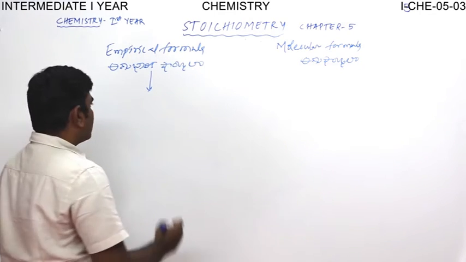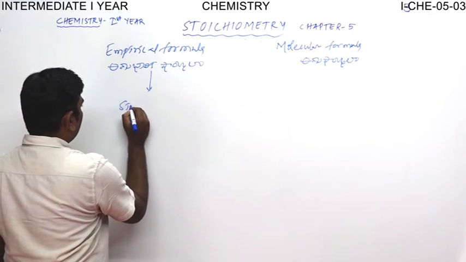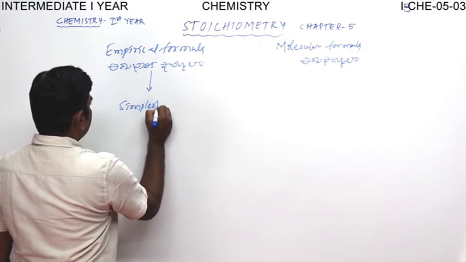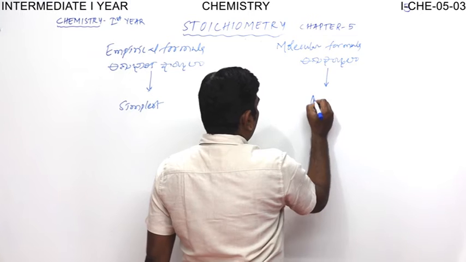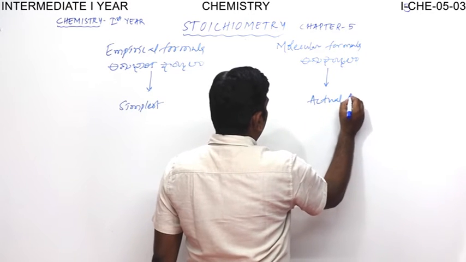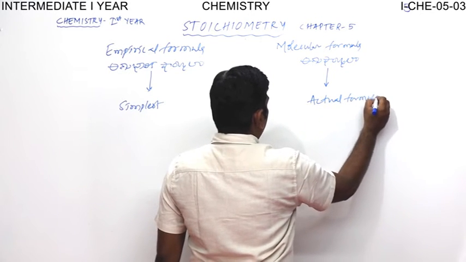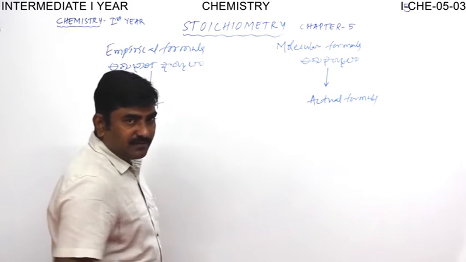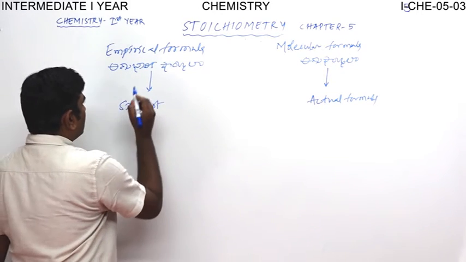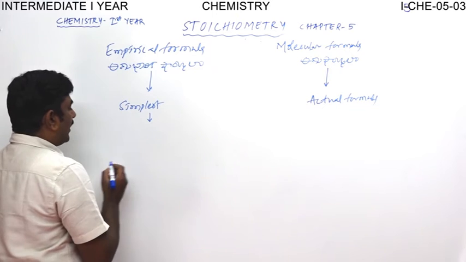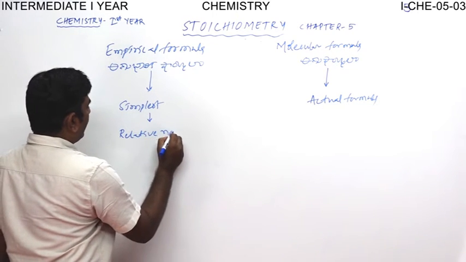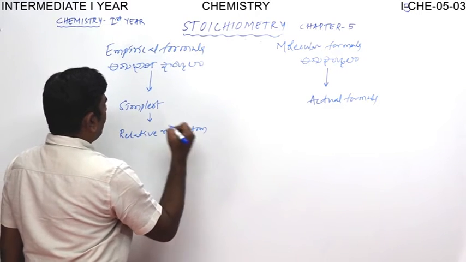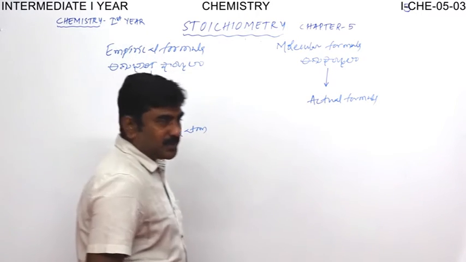Empirical formula is the simplest formula. What is the molecular formula? Molecular formula is the actual formula. What will this simplest empirical formula give? Relative number of atoms. It talks about the relative number of atoms present in it.